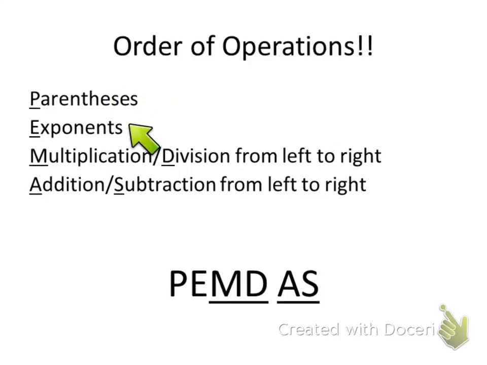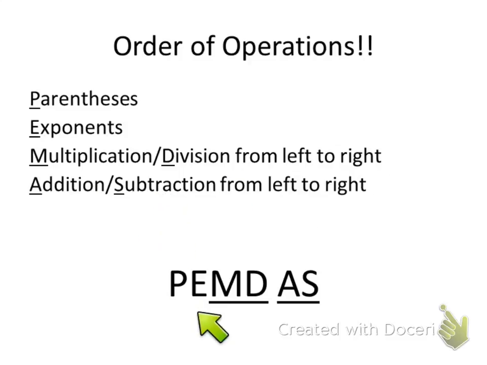Then any exponents, we're going to really focus on the exponents tomorrow. They're just going to appear in just a couple random problems today. But once you do parentheses and exponents, then we do multiplication and division from left to right. That's the way you read. So multiplication does not come before division. Division does not come before multiplication. They're at the exact same time, just from left to right. And then addition and subtraction is the same way.